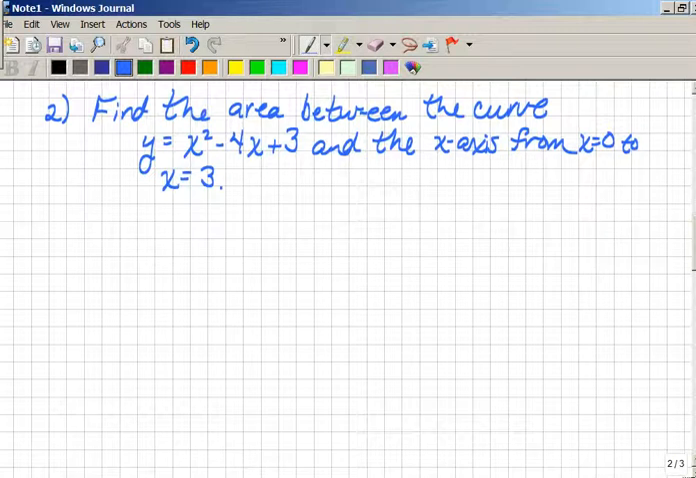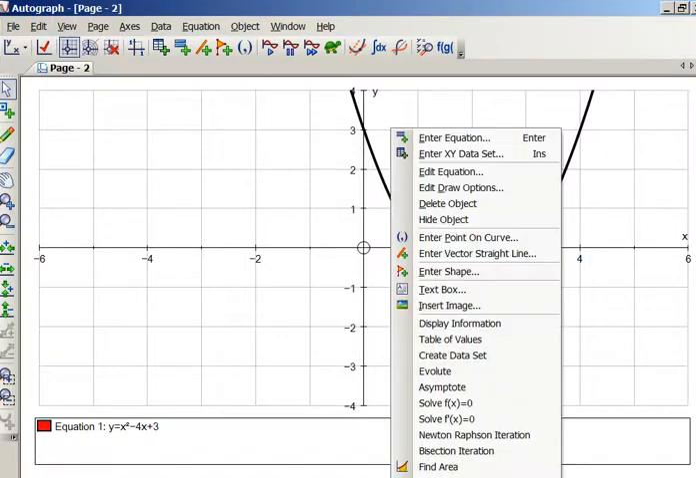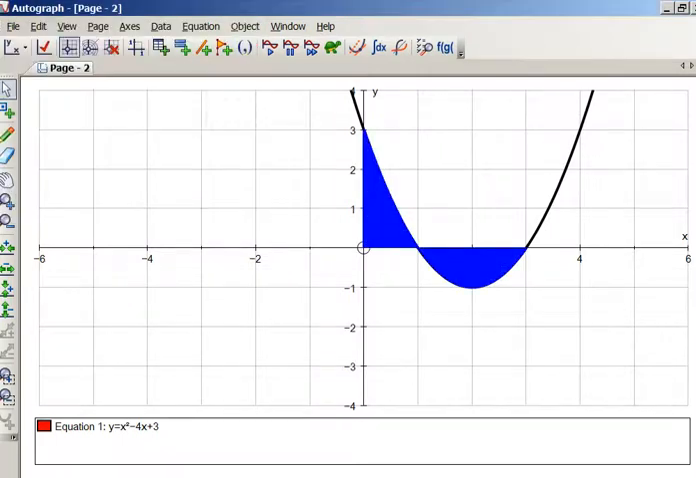Alright, now let's take a look at a little bit different problem. Problem number 2: find the area between the curve y equals x squared minus 4x plus 3 and the x-axis from x equals 0 to x equals 3. Let's take a look at the graph. There's the graph of the parabola. Now we want to find the area from x equals 0 to x equals 3. So let me perform a little magic here and show you where that area is. From 0 to 3. There's the area.